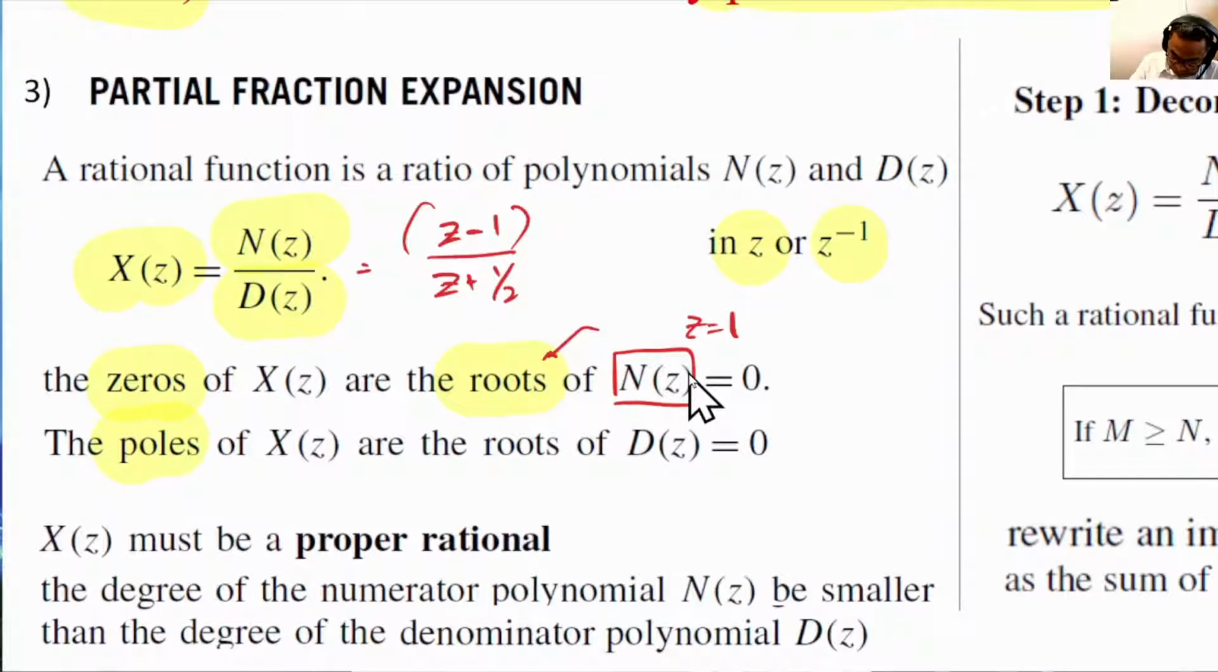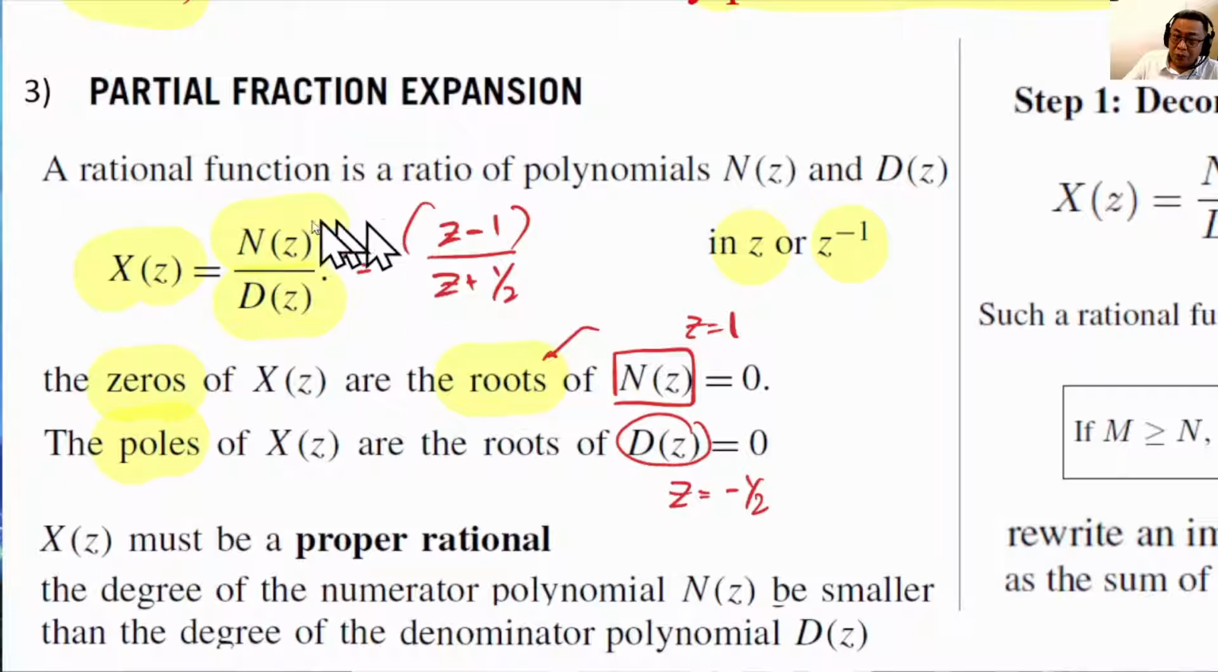What about the bottom? Well, in this example, when z equals minus half, then the denominator becomes 0. On top, it is minus half minus 1, which is minus 1 and a half, divided by 0, which is infinity. So z equals minus half is the root of the denominator, but also causes X of z to become infinity. Hence we call it the pole of X of z.